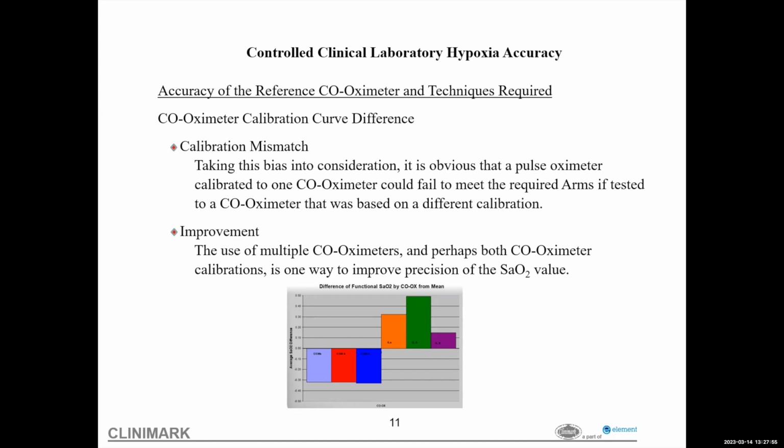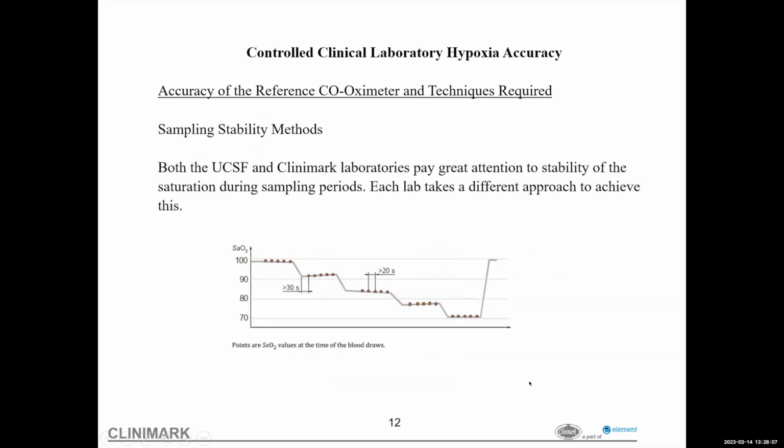So using multiple co-oximeters, you can decrease the error of precision, and if you have both calibration curves, you can also correct for the difference between the two co-oximeters.